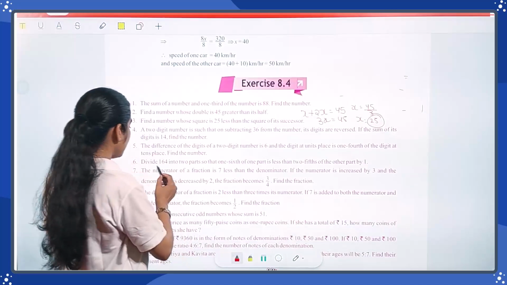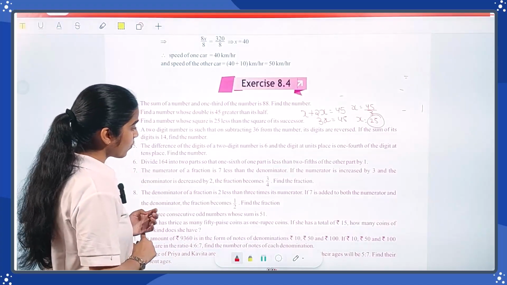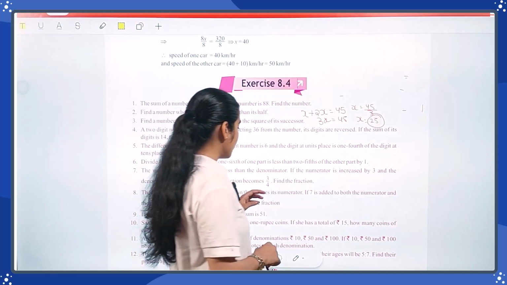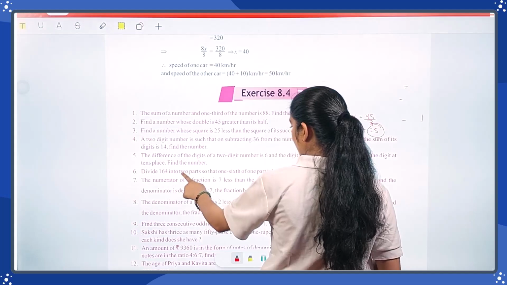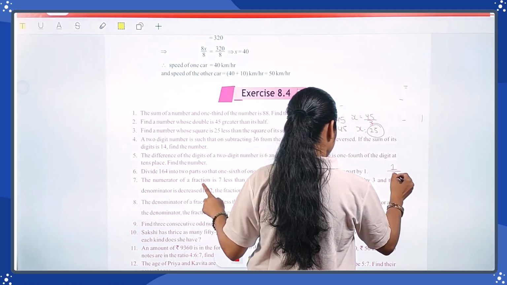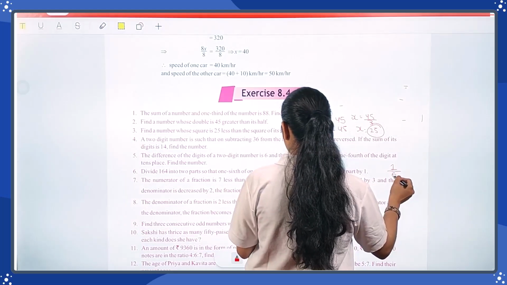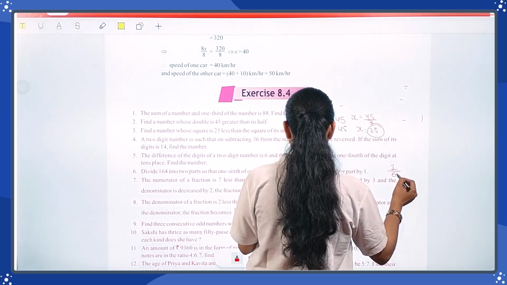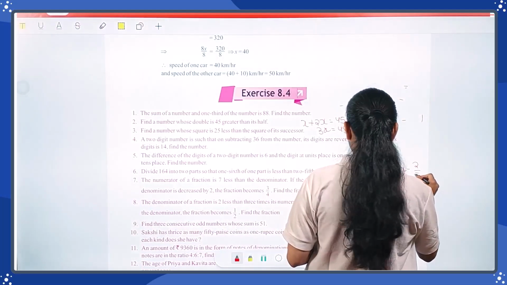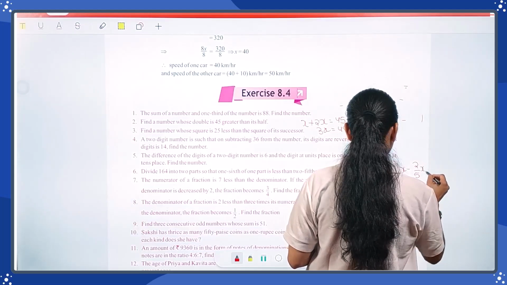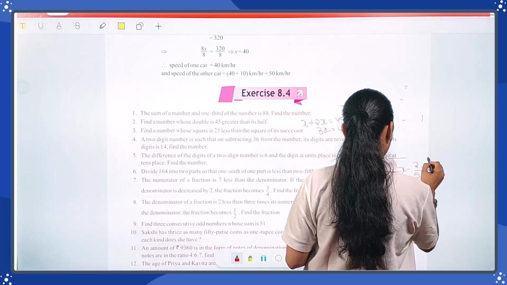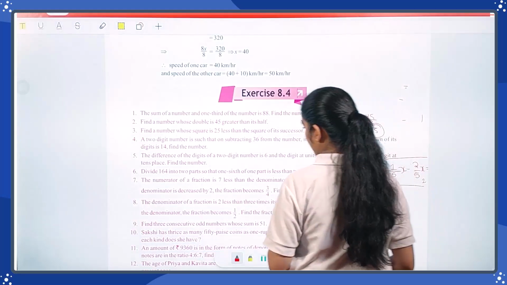Now divide 164 into 2 parts so that 1/6 of one part is less than 2/5 of the other part by 1, which means we have to divide 164 into 2 parts. So 1/6 of one part is less than, means minus, 2/5 of the other part by 1. This is your equation, and now you are able to solve this equation. So try to solve this.